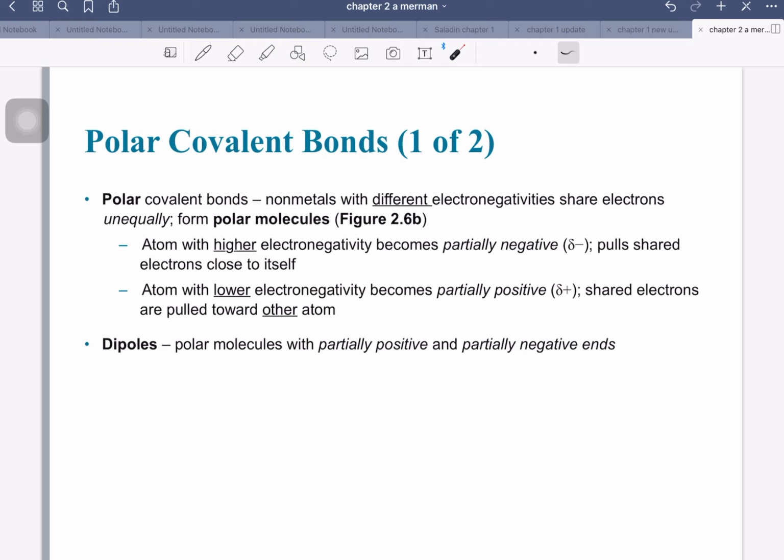The electron spends more time hanging out with the atom with a higher electronegativity. And remember, an electron has a negative charge, and therefore that atom would seem like it has more of a negative atmosphere around it. The atom with lower electronegativity becomes partially positive because the electron is pulled to the other one. And what we tend to see is dipoles, which are polar molecules with partially positive and partially negative ends.